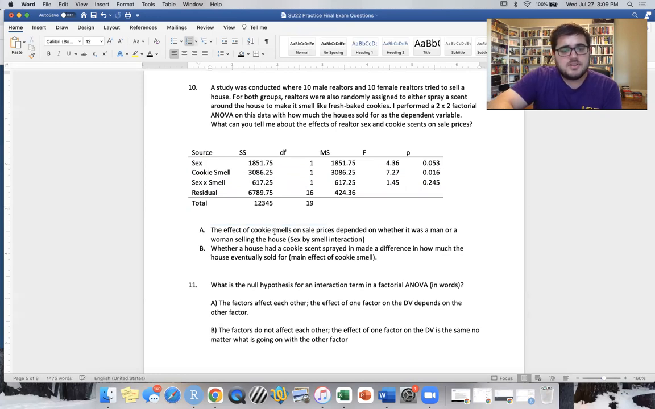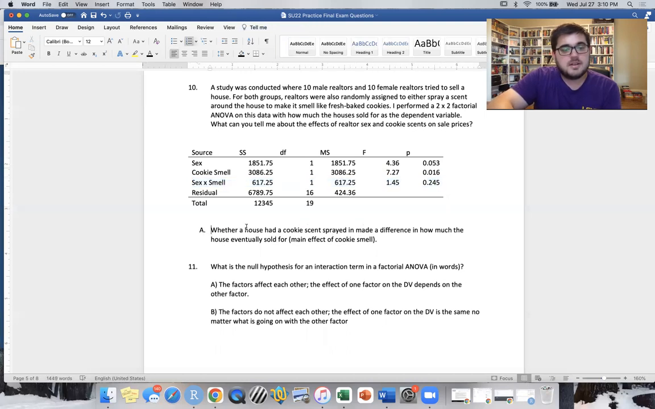The effect of cookie smells on sale prices depended on whether it was a man or a woman selling the house. Sex by smell interaction. Well, we already looked at that. Sex by smell interaction was not p less than 0.05, so there was not an interaction.